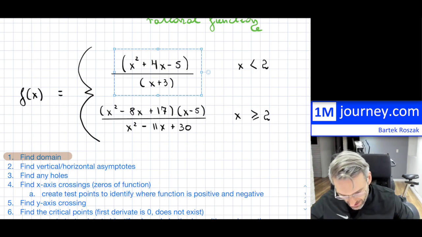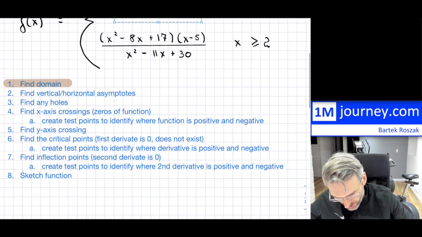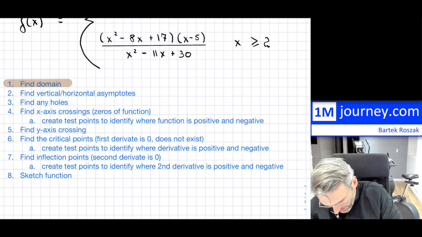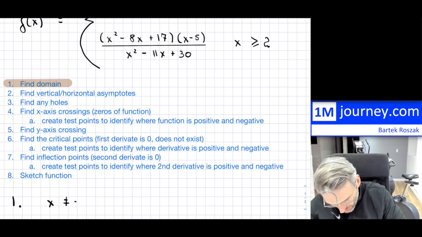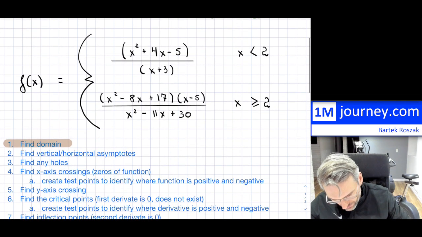So that's going to be one problem that we have. Now, that is going to lead us to the second function, the function which is to the right of x is equal to 2. So we're going to do that one as well. So let me just write in here. Definitely x cannot be equal to -3. So that's from the first one.